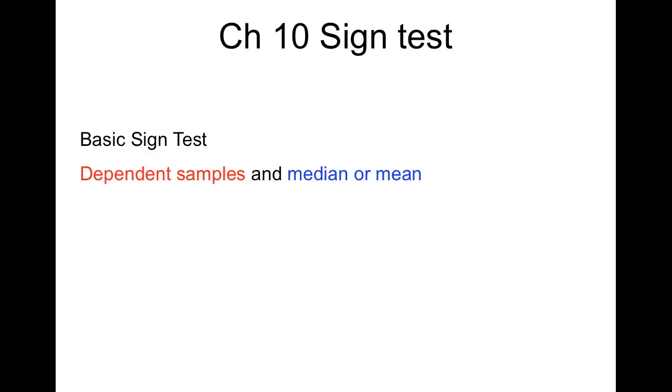So here are two examples of the sign tests. And we're looking at the basic sign test. And there's two different types. There's a dependent sample and one that's on a test of a median or mean. So today we're looking at the dependent samples, and tomorrow you look at the mean and median. The only rule you have to go by for this is the sample must be 25 or less. So again, this is a very simplified version of a hypothesis test.